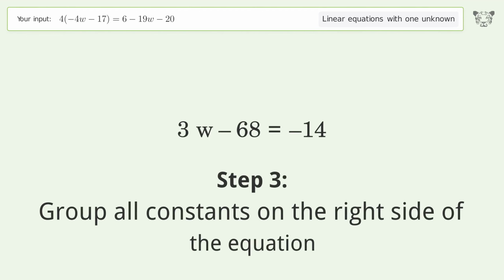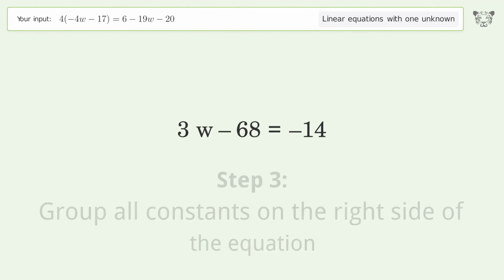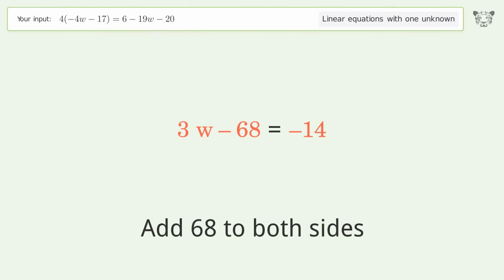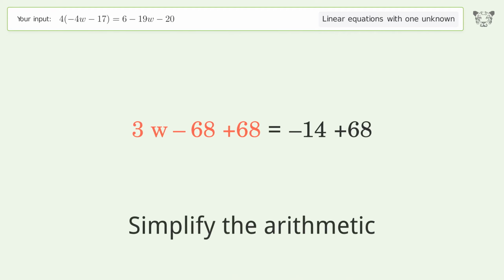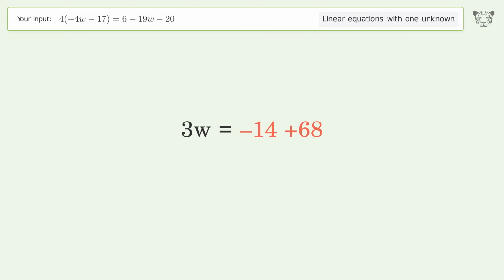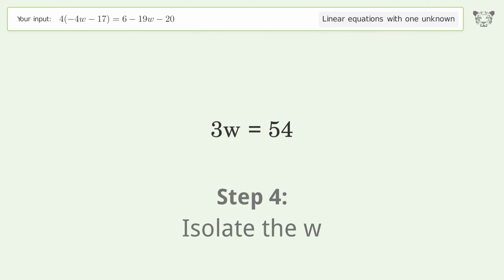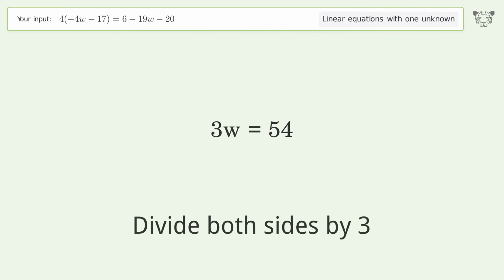Group all constants on the right side of the equation. Add 68 to both sides. Simplify the arithmetic. Isolate the w. Divide both sides by 3.